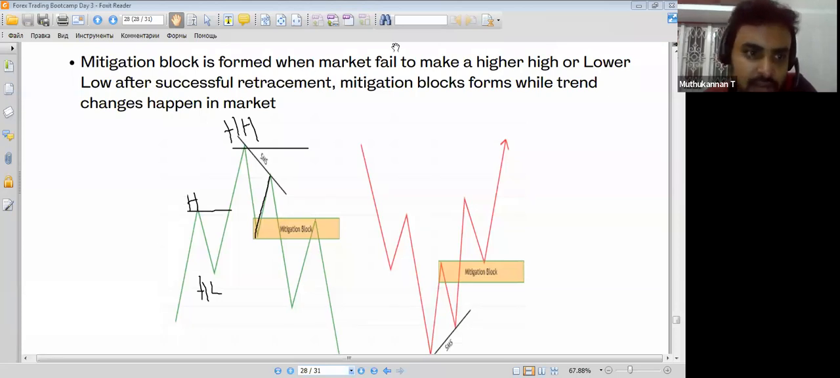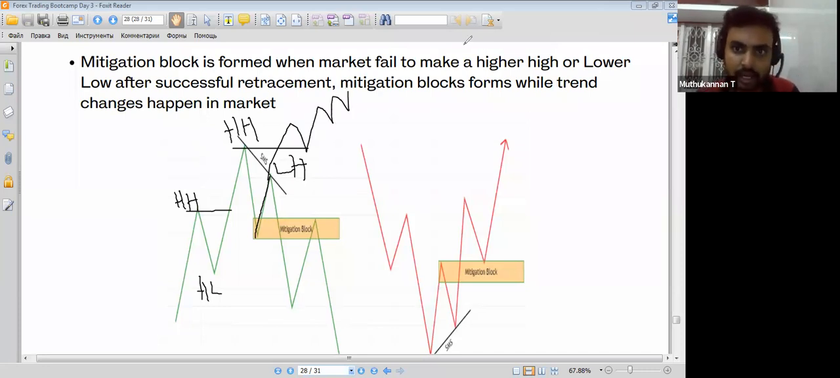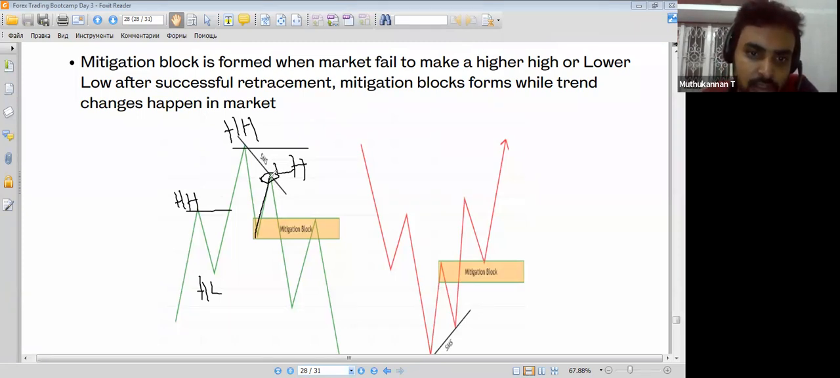Lower high. This is my lower high. Now, technically, if it is a bullish movement, the price should have broken this structure and continued to go like this. But here, it just created the lower high, right? And after that, it just fell down.